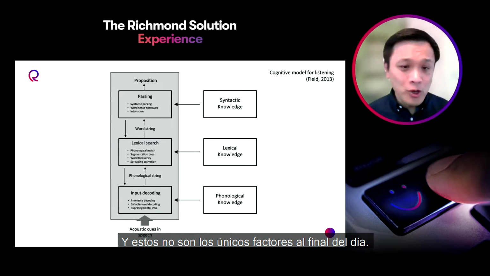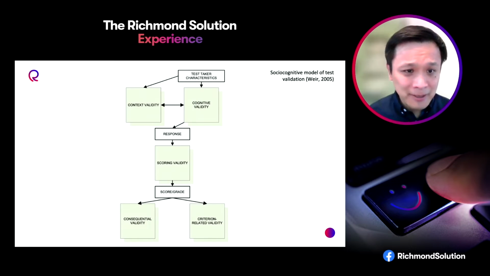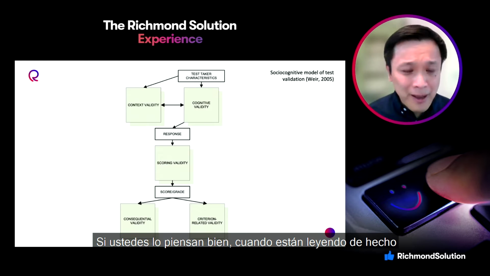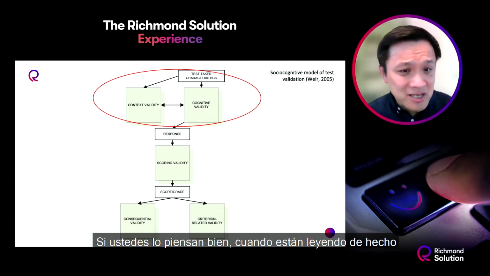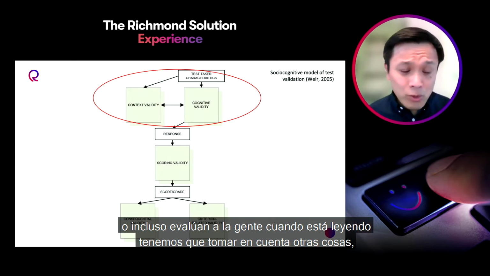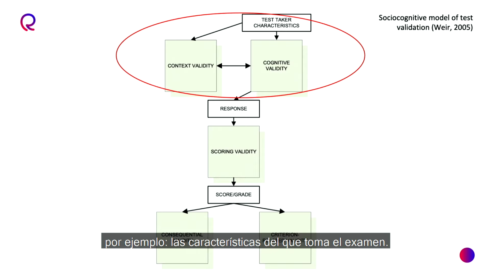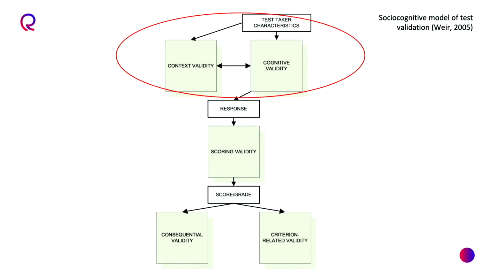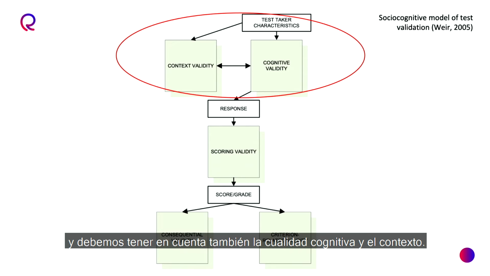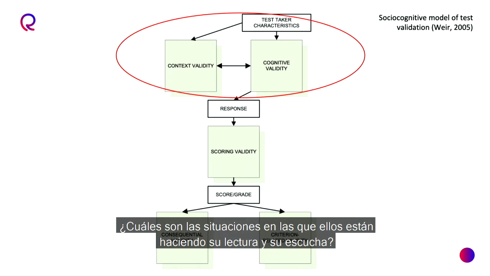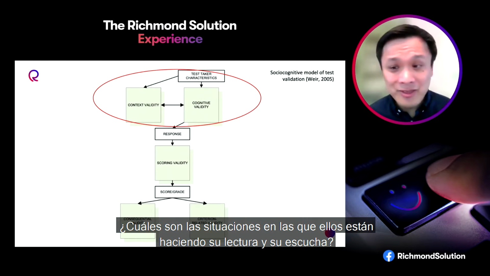And these are not the only factors at the end of the day. If you think about it, when you're actually reading, or in fact assessing people when they're reading, you do need to take into account certain other things. For example, the test taker characteristics. Is the person younger or older? And you need to take into account context validity, which is to say, what are the situations within which they are doing the reading and the listening?